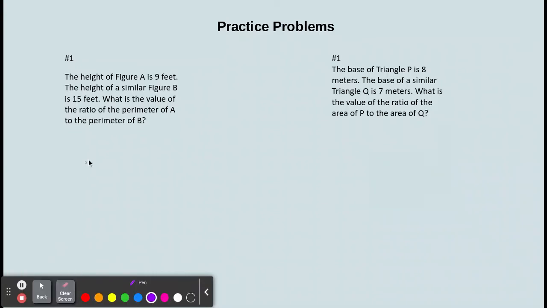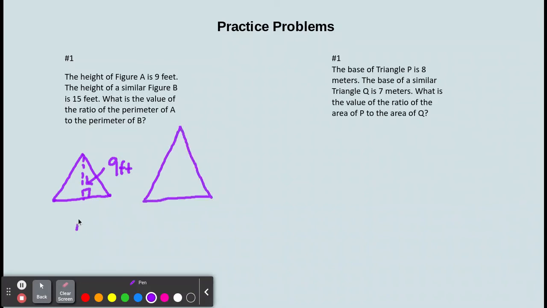Okay, so looking at problem number 1, it says the height of a figure A, I'm just guessing what the figure looks like, is 9 feet. And the height of a similar figure, figure B, is 15 feet. Okay, and they're asking us, what is the value of the ratio of the perimeter of A to B? Remember, the value of the ratio of the perimeter is the same as the value of the ratio of the sides.